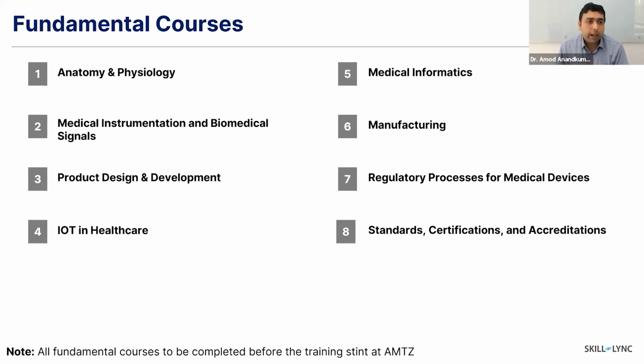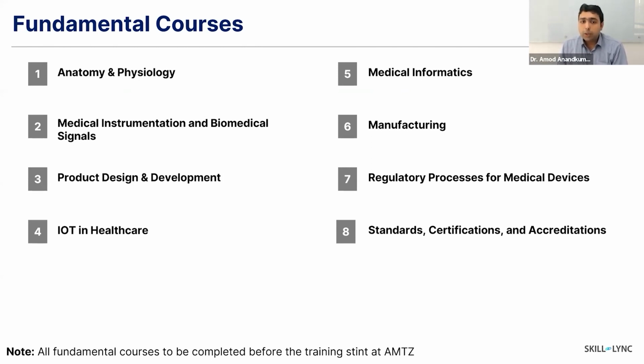We are first covering anatomy and physiology from an engineer's perspective: what are the basic types of systems of the human body that one needs to be aware of, followed by medical instrumentation and biomedical signals. We'll then talk about product design and development, IoT in healthcare, medical informatics, manufacturing techniques, and regulatory processes and standards that are relevant for creating medical devices.